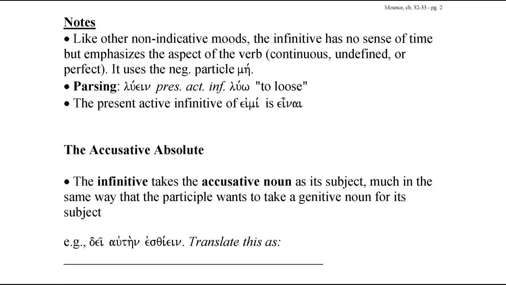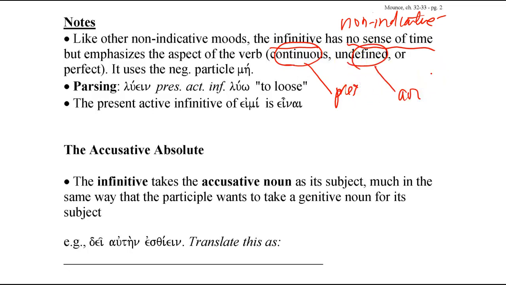Okay, here are some grammar notes about the infinitive. It's not a lot, but you need to know this. Just a reminder that the infinitive, because it's non-indicative, like all non-indicative moods, has no sense of time built in. And instead, the infinitives emphasize the aspect. So the present tense, you have the continuous aspect being emphasized. The aorist tense emphasizes the undefined aspect, and the perfect tense likes to emphasize the stative or the effect of an action as its aspect.